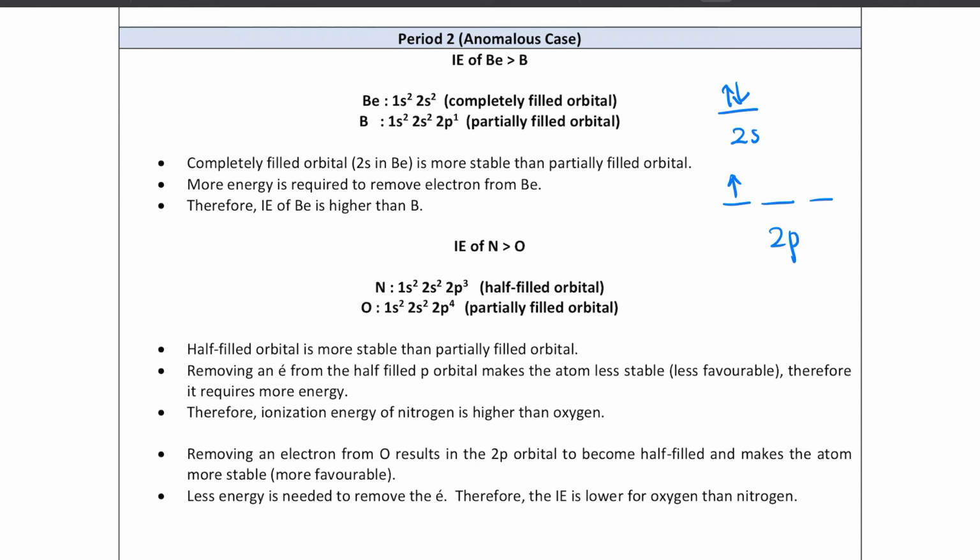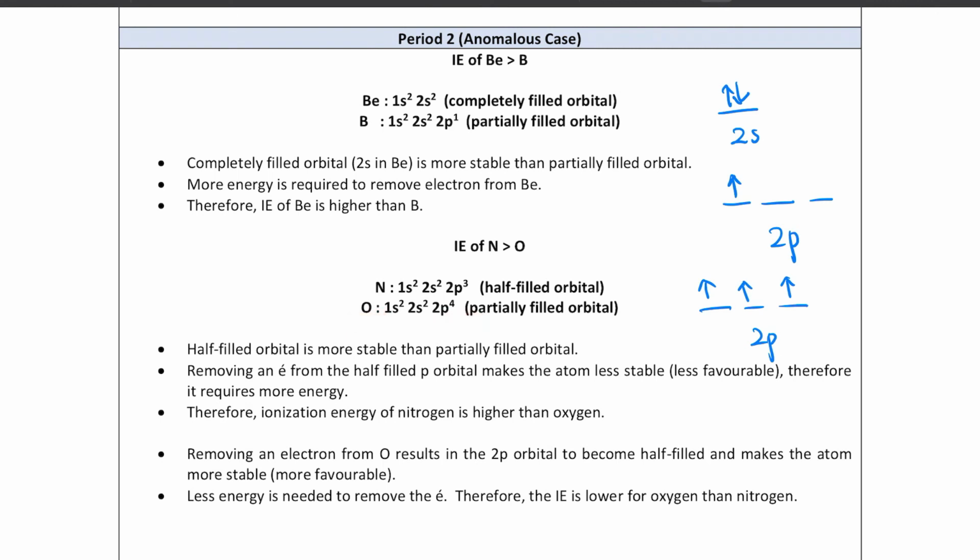Sebab kalau kita draw 2p3 tadi ada 3 orbital kan. So there are 3 electron. So ngamlah separuh sebab dalam ni boleh maksimum 6. So 3 maksudnya separuh lah. Okay, while for oxygen dia jadi 2p4.